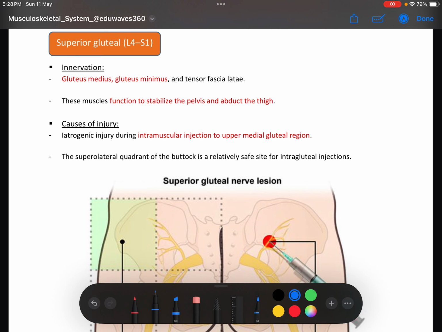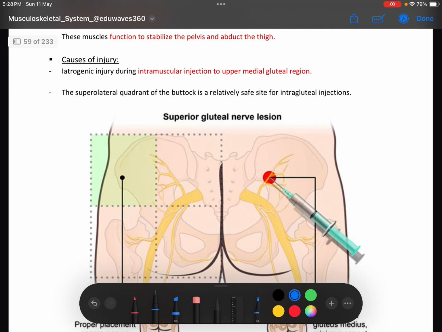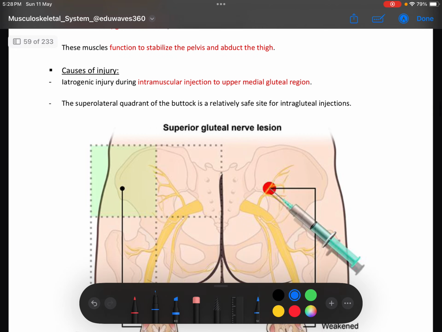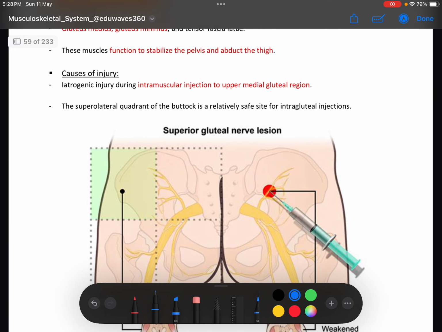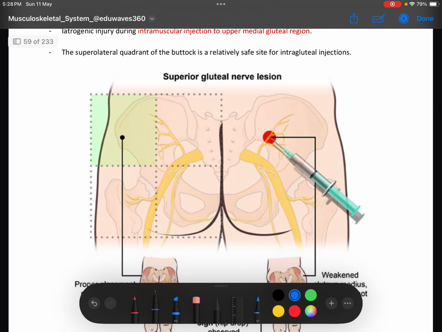If any lesion causes iatrogenic injury during intramuscular injection to the upper medial quadrant of the gluteal region, then the patient will get this injury. The superolateral quadrant of the buttock is a relatively safe site for intragluteal injections. If you look at this image, you can see here the superior gluteal nerve is going up.